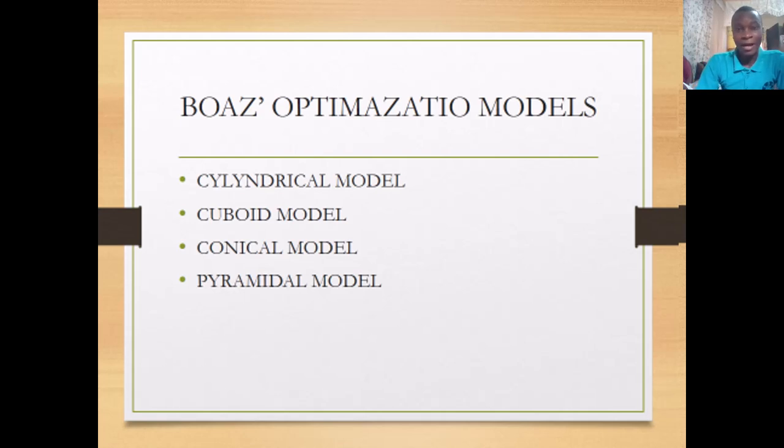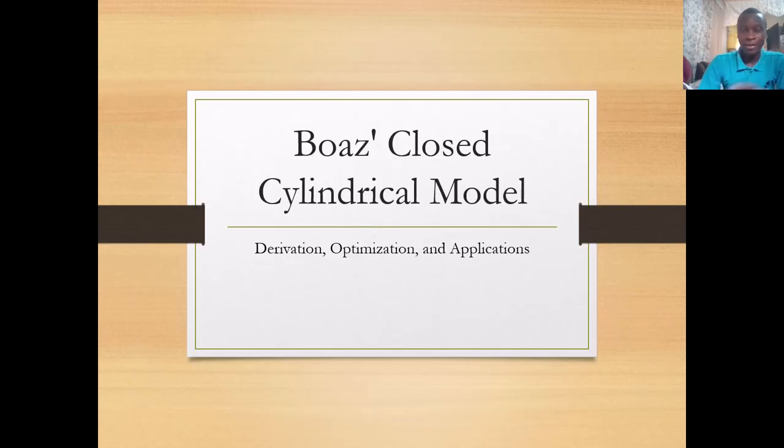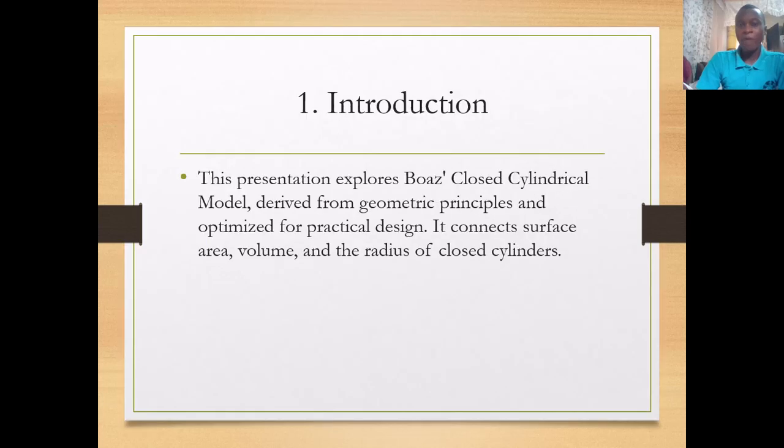So let me begin today with the cylindrical model. What is the cylindrical model? Let's begin with the closed system, as there is a closed and an open system. Today we are going to begin with the Boas closed cylindrical model. We have the derivation, the optimization, and the applications part. So how did I derive these formulas? Let's have the introduction.